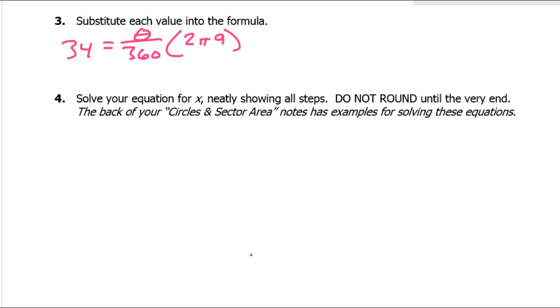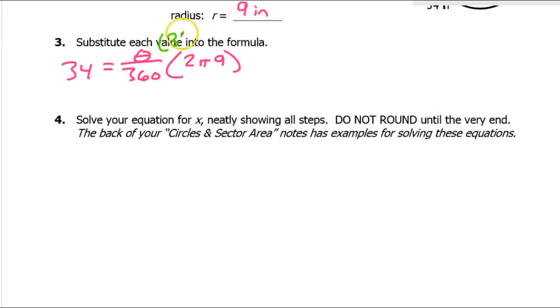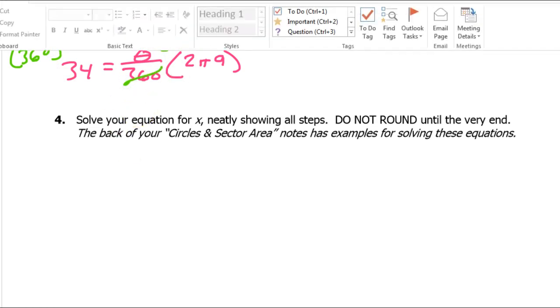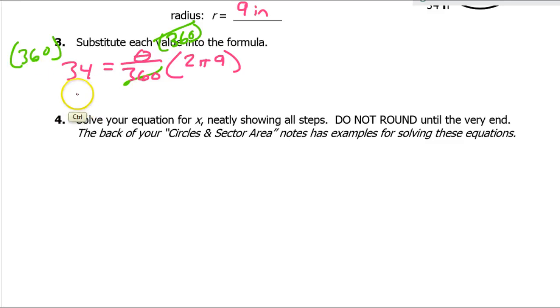Okay. What's my first step? Anybody? 360. Okay. Multiply by 360. So if I multiply by 360 on both sides, that way the 360s cancel each other out. All right, somebody, what is 360 times 34? 12,240 is equal to theta times, and I'm going to go ahead and write 18 pi, because 2 times 9 is 18. All right, what's the next step? Anybody?